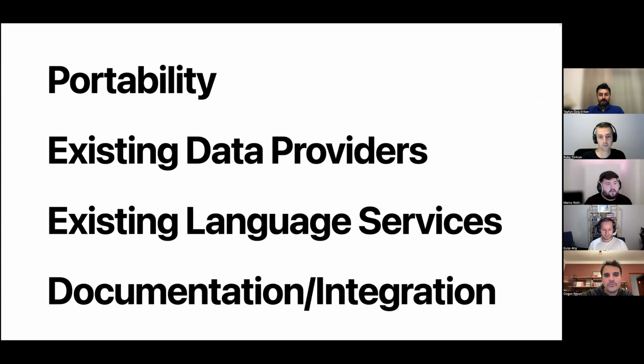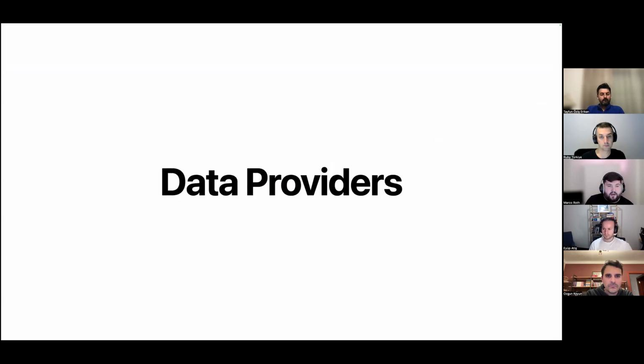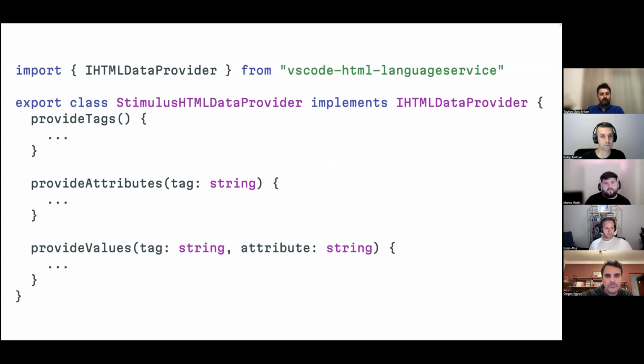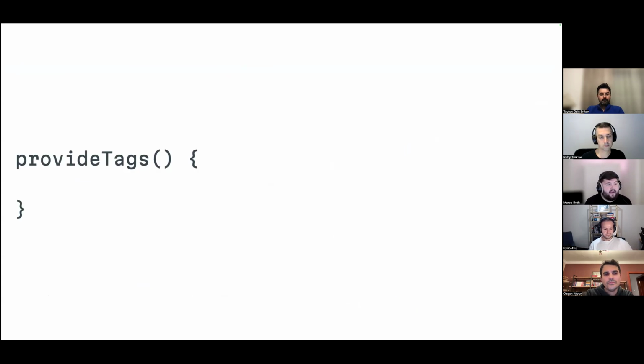And speaking of that, luckily the VS Code organization actually exposes a language service for HTML already. So we can just plug into this and implement very easily with that. All we have to do here is to implement a data provider. And data providers look something like this. You have a class that you extend from, or implement from an interface that is package exports. And you have to implement these three methods to make it work. So let's implement them. First up is provide tags.